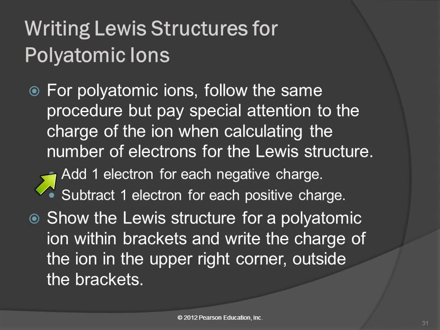electrons. So for every negative charge we're going to add one electron, because if the ion has a negative charge, that means it has extra electrons, so we add electrons. If the ion has a positive charge, then we subtract electrons. And then when we're finished, we're going to show the Lewis structure in brackets and write the charge on the outside.